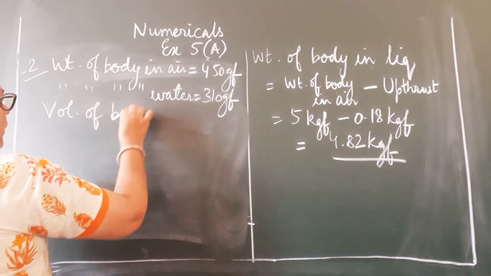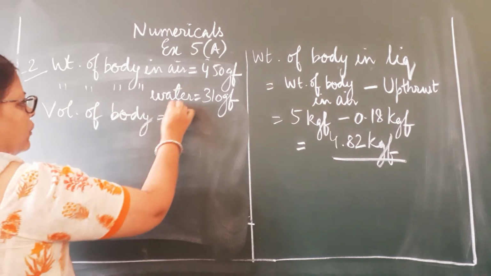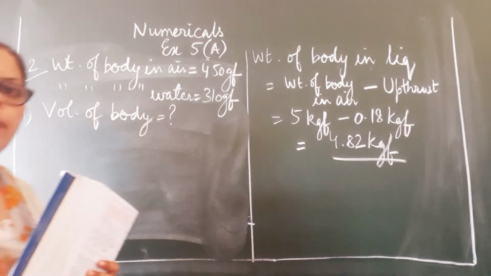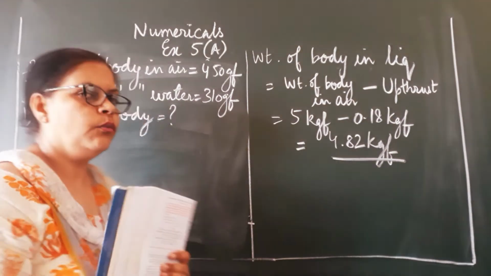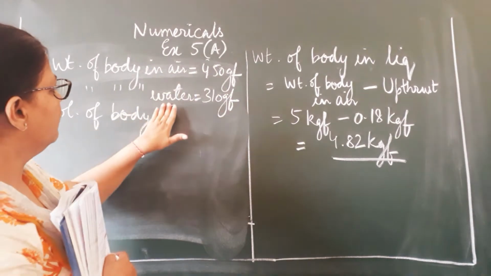I'll pick up one by one each part and do it for you. The first part of the question is you are supposed to find out the volume of the body. In every part we are going to apply Archimedes principle. What do you think would be the volume of the body? See, the body in air is 450, in water is 310.